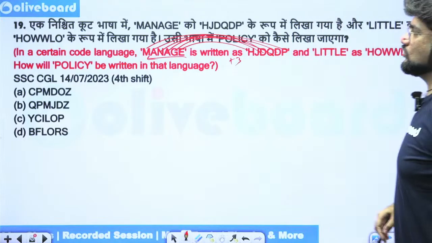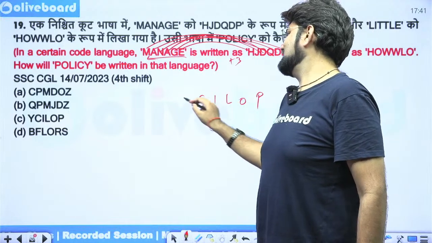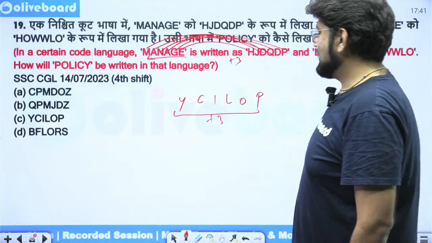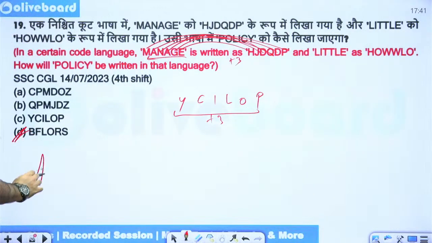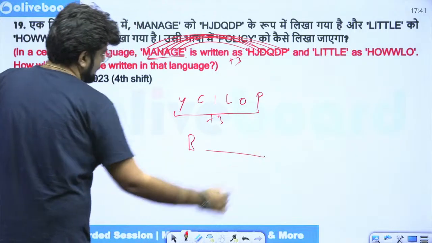Okay, what will be the code for policy? OLIC, add 3. 25 plus 3 is 8. That is starting with, option D is the correct one.